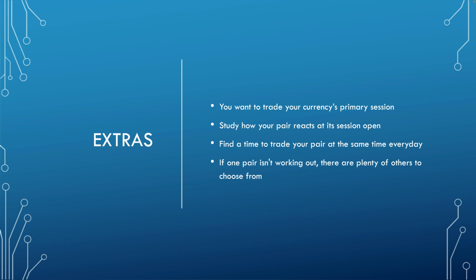The third thing says find a time to trade your pair at the same time every day. This ties into consistency within the Forex market. You want to show up at the same time every day. You want to stop trading at the same time every day. And yeah, it's really just that. It's building consistency in the times that you trade that'll make it easier for you to build better daily trading habits. And the fourth and final point says that if one pair isn't working out, there are always plenty of others to choose from. And that's true. There are so many currency pairs to choose from. So if you feel like that one pair isn't really satisfying your needs, you can always find a different one and build more chemistry with that one.